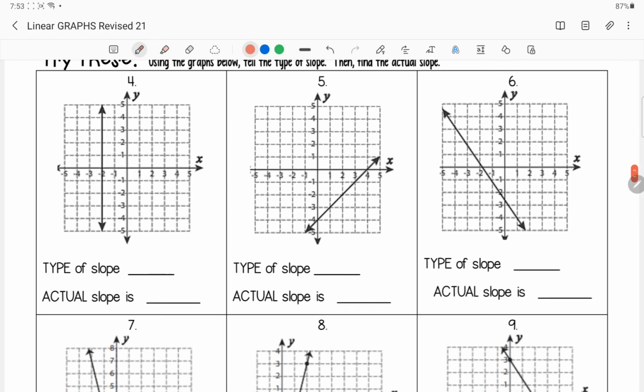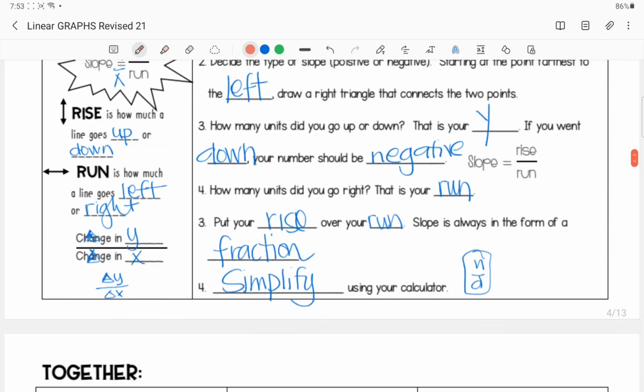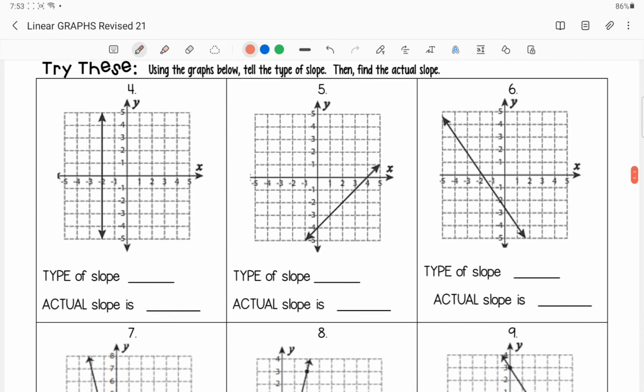All right, so let's try these. First of all, we look at the type of slope. Is it a positive slope, a negative slope, a zero slope, or is it undefined? So you may have to come back up here, look at your pictures. Is this slope going positive, negative? Is it a zero slope, or is it undefined? This one is an undefined slope.